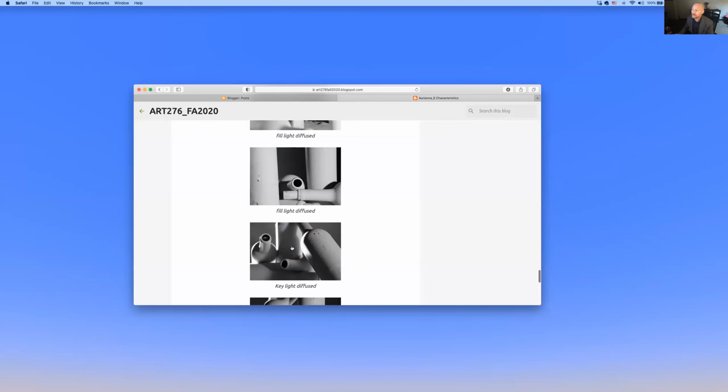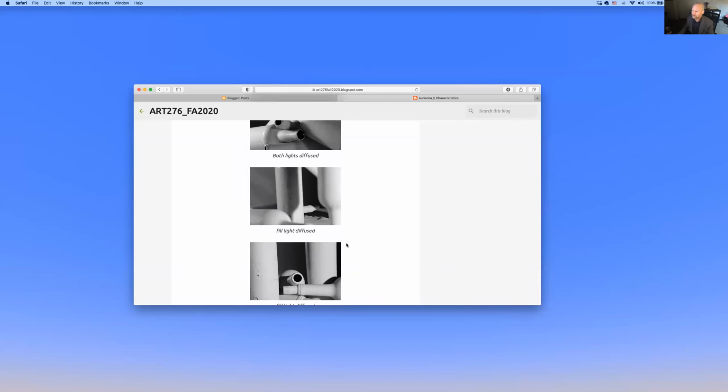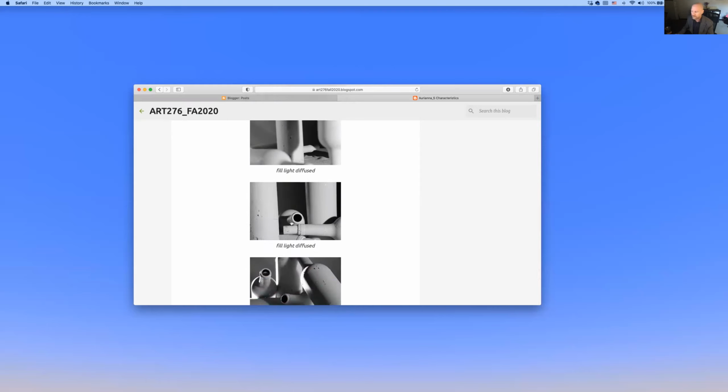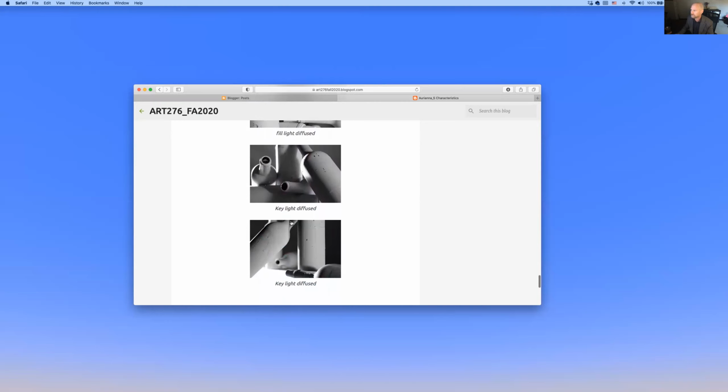And what we would see, again, is where you would have just one of the lights, like the fill, diffused. We're seeing soft shadows here and then hard shadows here. That's exactly what you would see where you have just one diffused. Here, the key light is diffused. And so you're getting softer shadows on the main light source, and then the fill light becomes less.